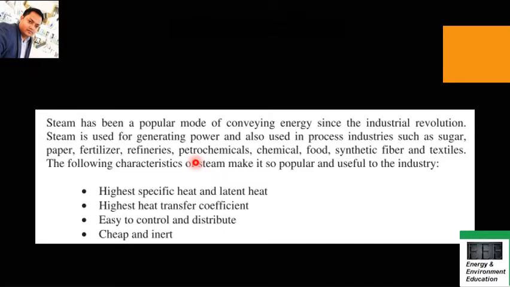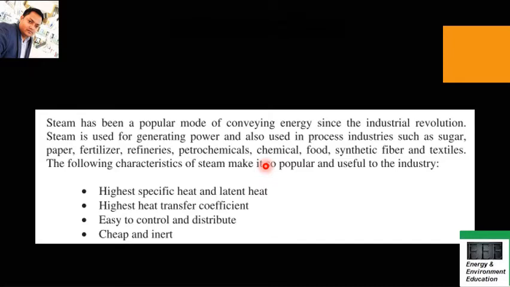Also, you must remember, friends, they may ask you in the exam to name some of the industries or process industries where steam is used. So you can name some of them from this list. Then the next question comes: the characteristics of steam. What are the characteristics of steam? Why is it made?